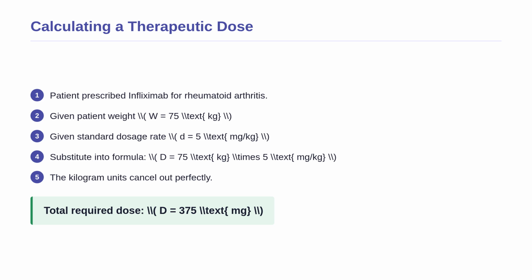Notice how the units align. Multiplying kilograms by milligrams per kilogram means the kilogram units cancel out perfectly, leaving us with just milligrams. 75 times 5 gives us 375. This means the nurse must program the intravenous pump to deliver exactly 375 milligrams of the drug to safely and effectively treat this patient.